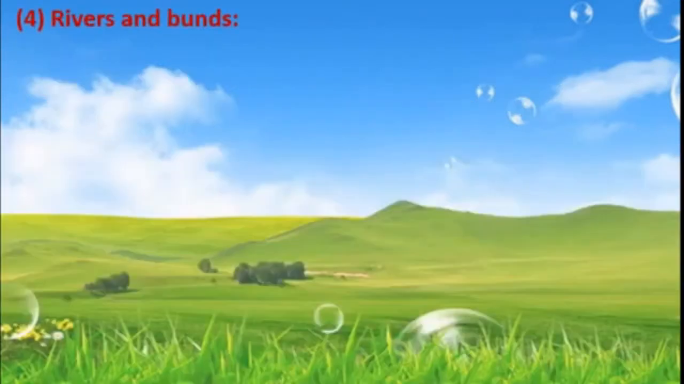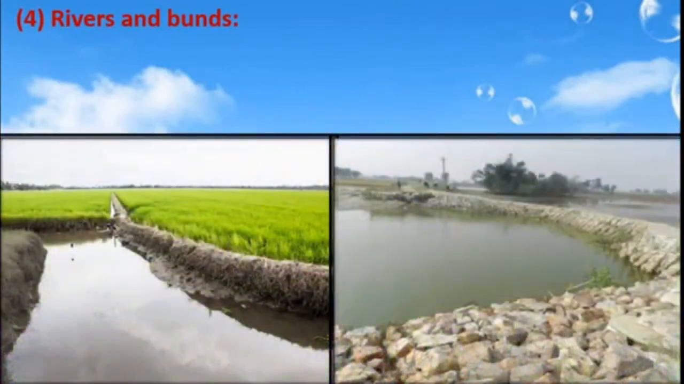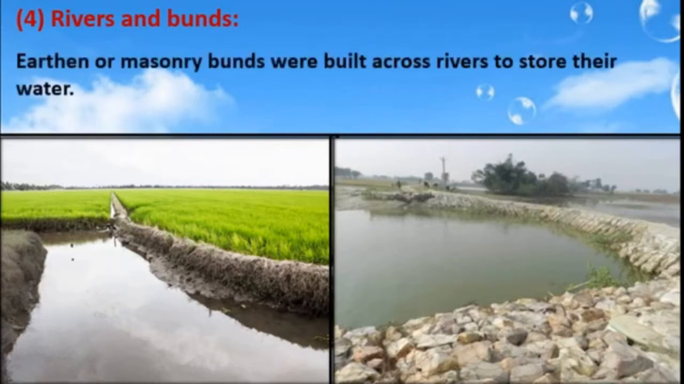The next thing is rivers and bunds. See dear students, here you can see rivers, correct? And the bunds are constructed beside the rivers to stop the water. Here earthen or masonry bunds were built across rivers to store their water.